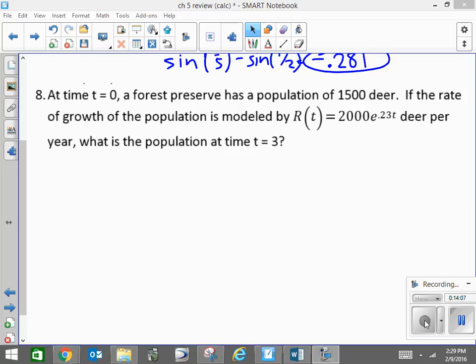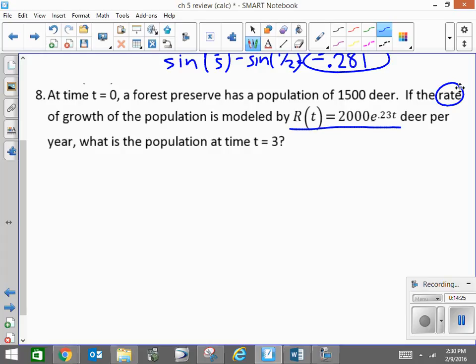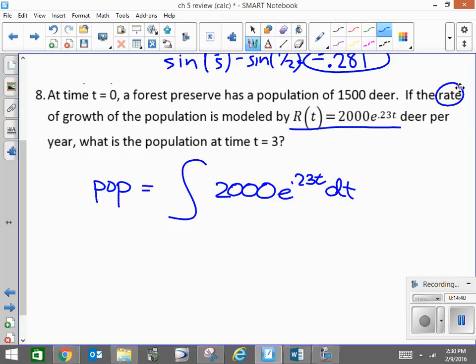So how do I know this is an integral problem? There's one word that tells me: the rate is given to us. That means I'm going to find the total population accumulation, and any accumulation is going to be an integral. So 2,000 e to the 0.223t, going from time 0 to time 3.